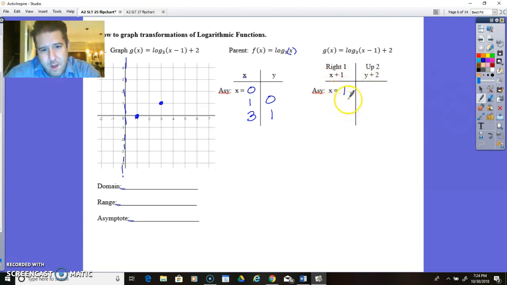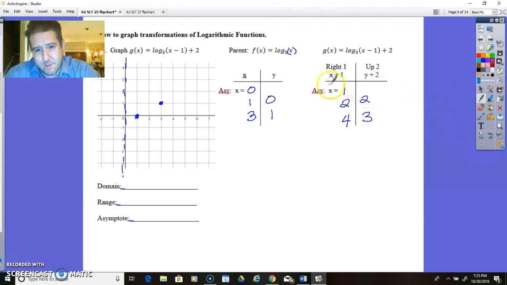So what if I want to make this 1. So the next number would be 2. So 2 minus 1 is 1. 3 to the what power is 1, and that'd be 0. 0 plus 2 is 2. Oh, I'm sorry, I want to make it 3. So I want to make this 4. 4 minus 1 is 3. 3 to the what power is 3? That'd be 1. 1 plus 2 is 3.